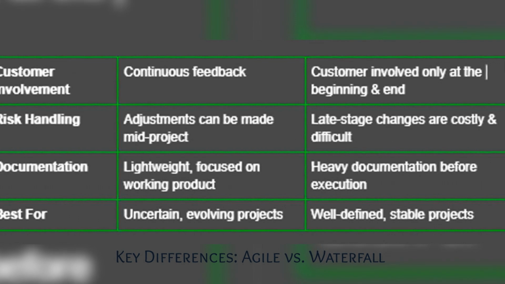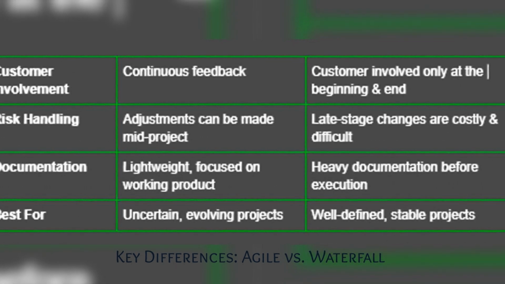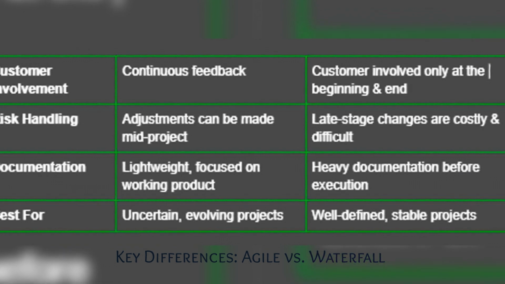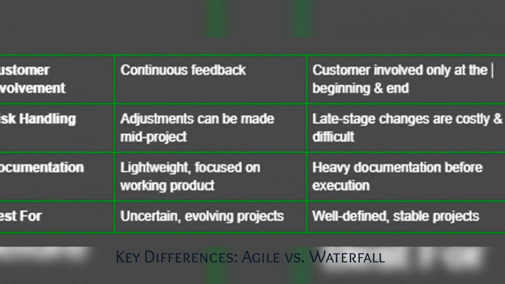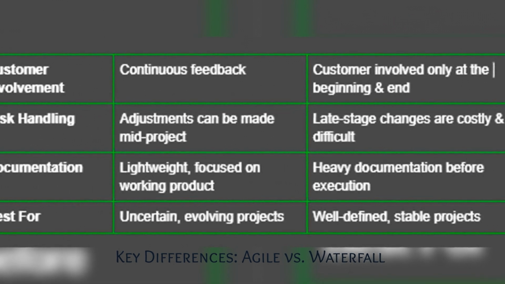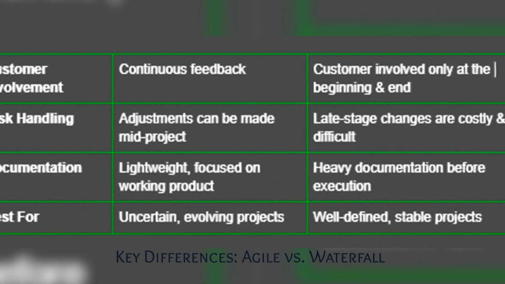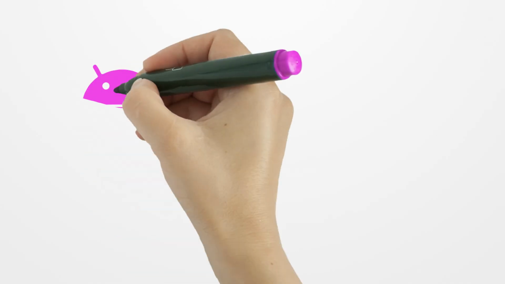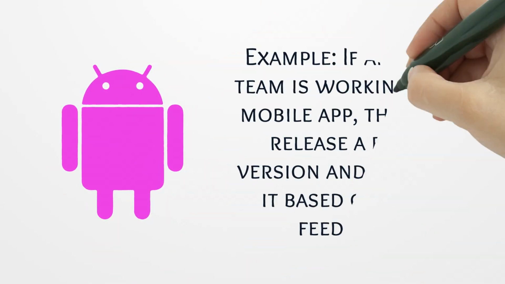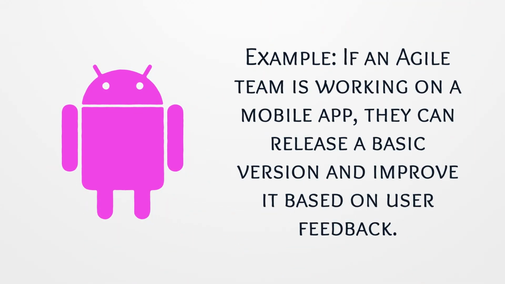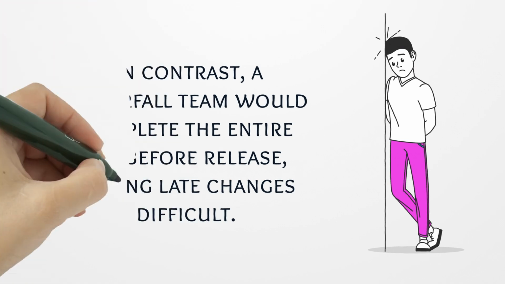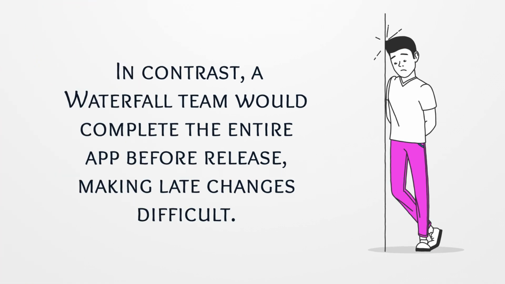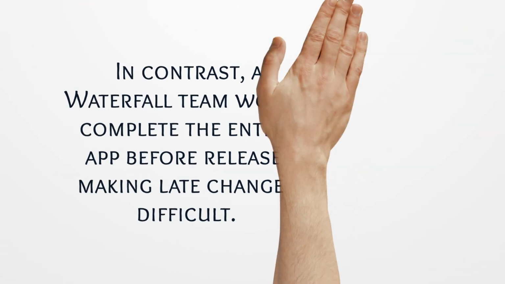Documentation: Agile is lightweight, focused on the working product; Waterfall has heavy documentation before execution. Agile is best for uncertain, evolving projects; Waterfall for well-defined, stable projects. Example: if an Agile team is working on a mobile app, they can release a basic version and improve it based on user feedback. In contrast, a waterfall team would complete the entire app before release, making late changes difficult.